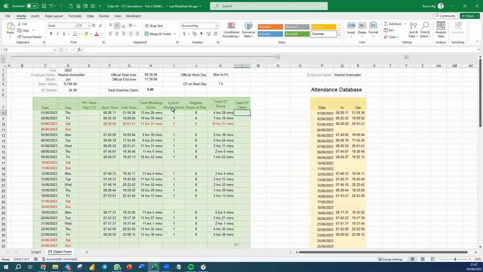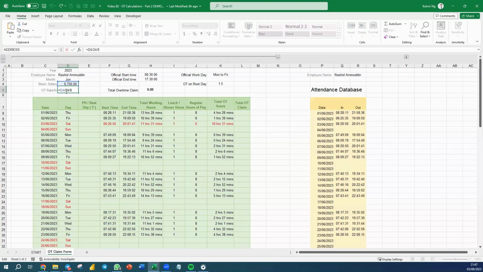So our overtime claim is, if you look at Rashid Aminuddin, the basic salary is 6,700 and his overtime pay is actually the basic salary divided by 24 divided by 8 hours per day. So the regular working hours is 8. Now we divide it. So per hour, Rashid Aminuddin will be getting 34.90, the per hour rate. But if, let's say, he works on Saturday or Sunday, then he's going to get 1.5 times the hourly rate.